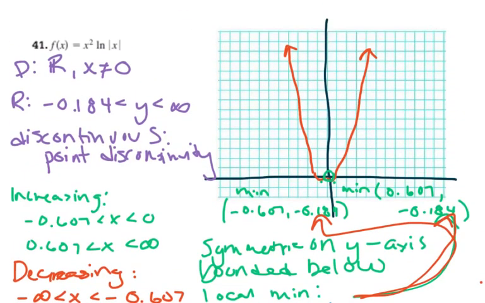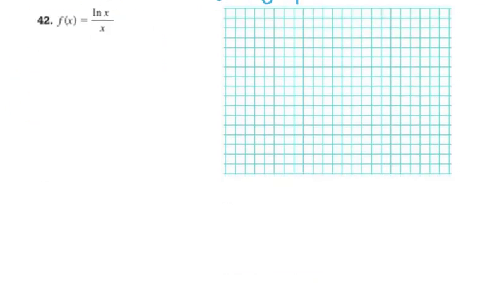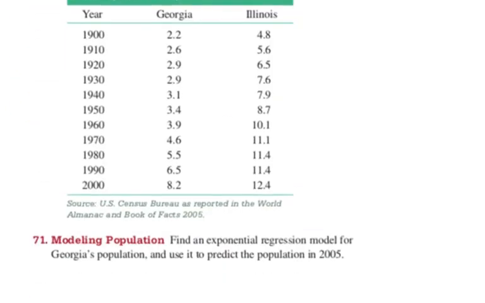And then our end behavior, so the limit as x goes to, now we get to do negative infinity this time, is infinity, and then the limit as x goes to the right is also infinity. Alright, so I'll finish number 42 and then our last page here in the 70s on the next video.